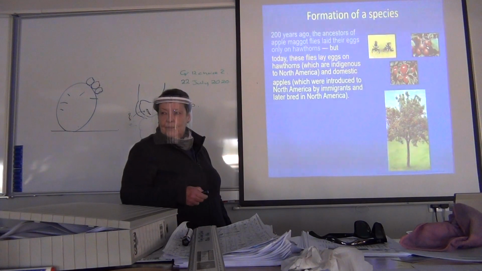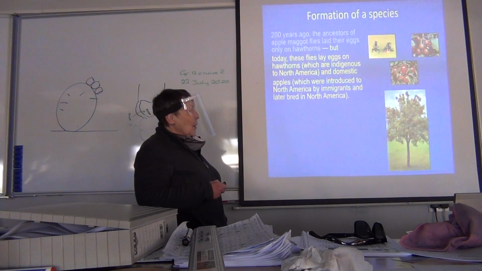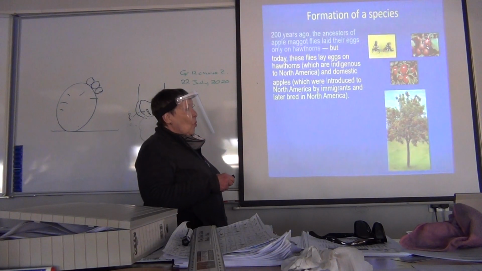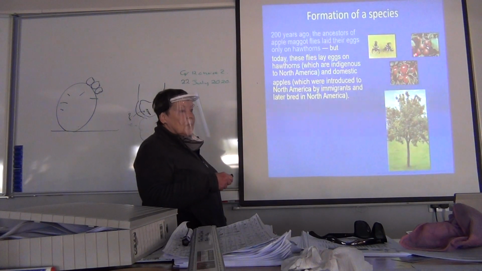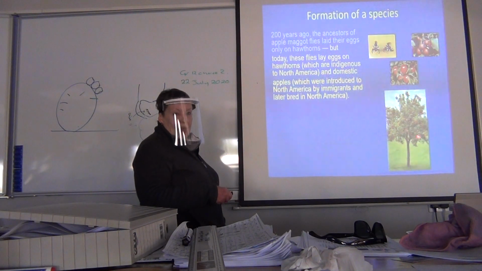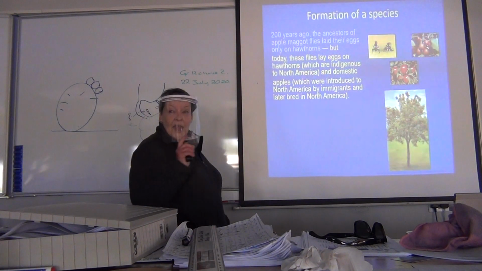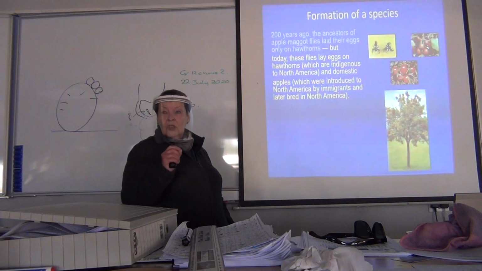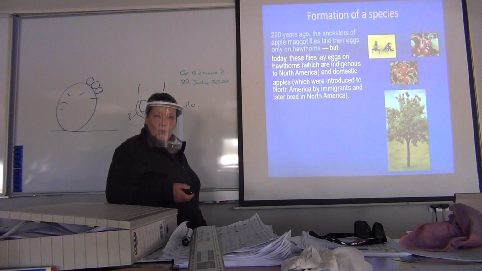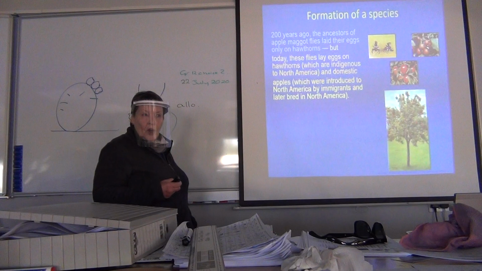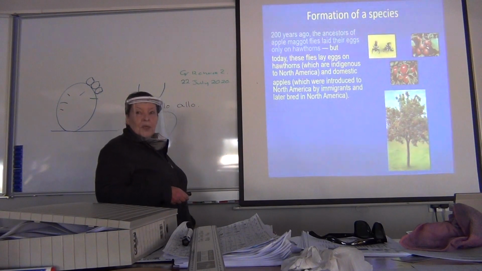Will those apple maggot flies that were born in the hawthorn trees continue to lay eggs there and not on apple trees? Yes. They have preferences. So the ones that were raised in hawthorns lay their eggs on hawthorns. The ones that were raised in apples lay their eggs in apples. And they won't mate with each other. They're able to mate with each other. Under certain circumstances, they will. If they're isolated and that's their only option, then they will.